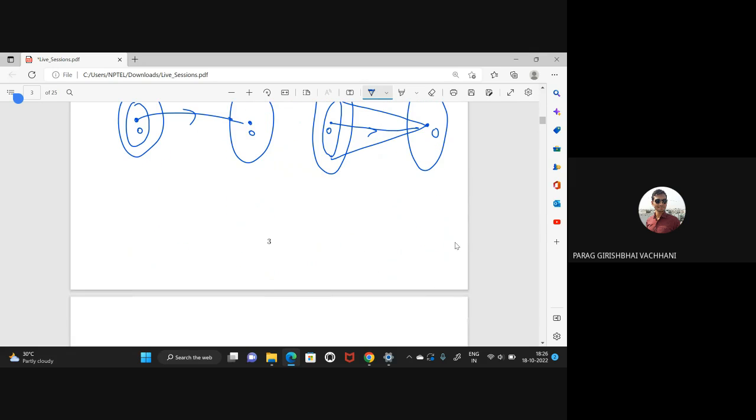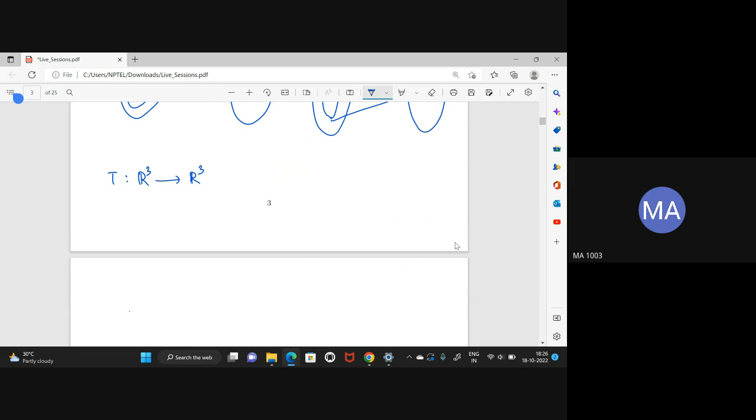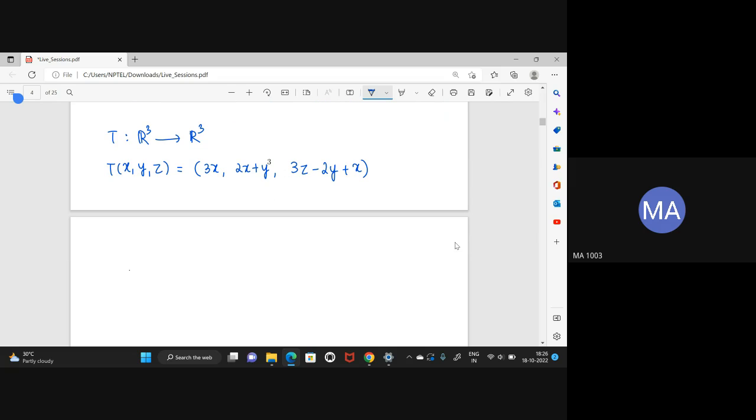Yes, madam. So let's pick a linear transformation, say T from R3 to R3. T of x comma y comma z is equal to 3x comma 2x plus y comma 3z minus 2y plus x. Now if I want to check whether this is a 1-to-1 map or not, obviously this is a linear transformation, right? Nothing to check.